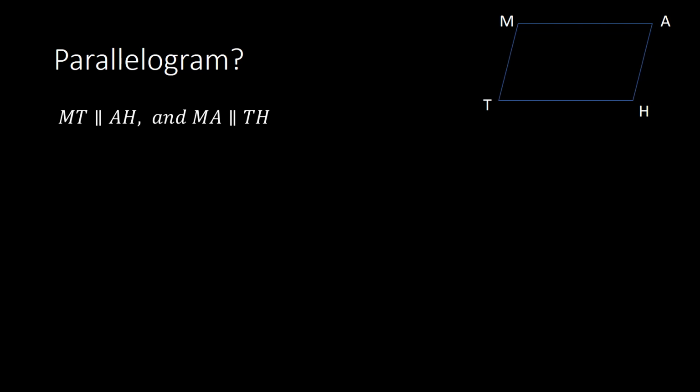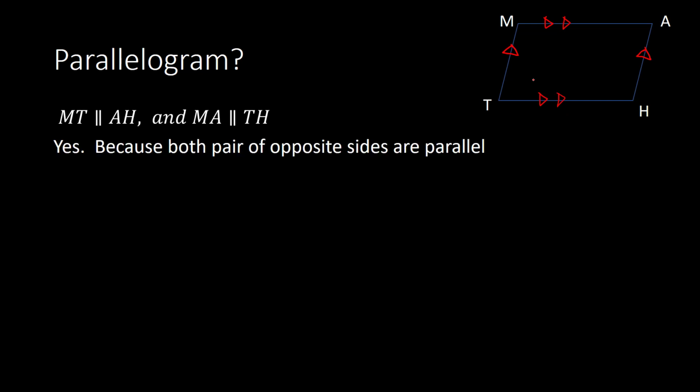We're told that MT is parallel to AH. And then MA, up here on the top, is parallel to TH. So the question is, does this make a parallelogram? Well, a parallelogram by definition needs the opposite sides both being parallel. And that is what we have. So therefore, yes, this would be a parallelogram because both pairs of opposite sides are parallel.